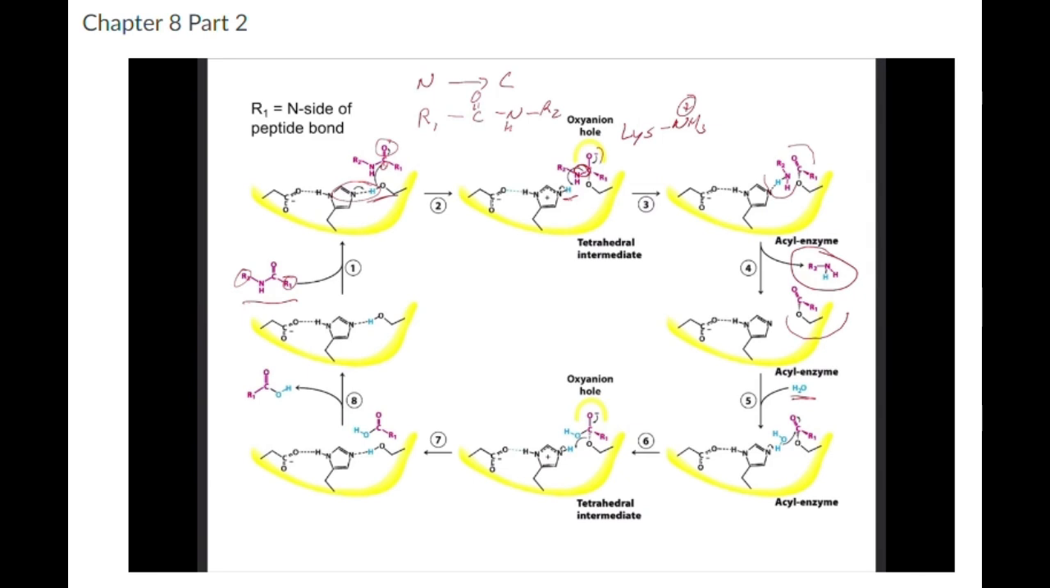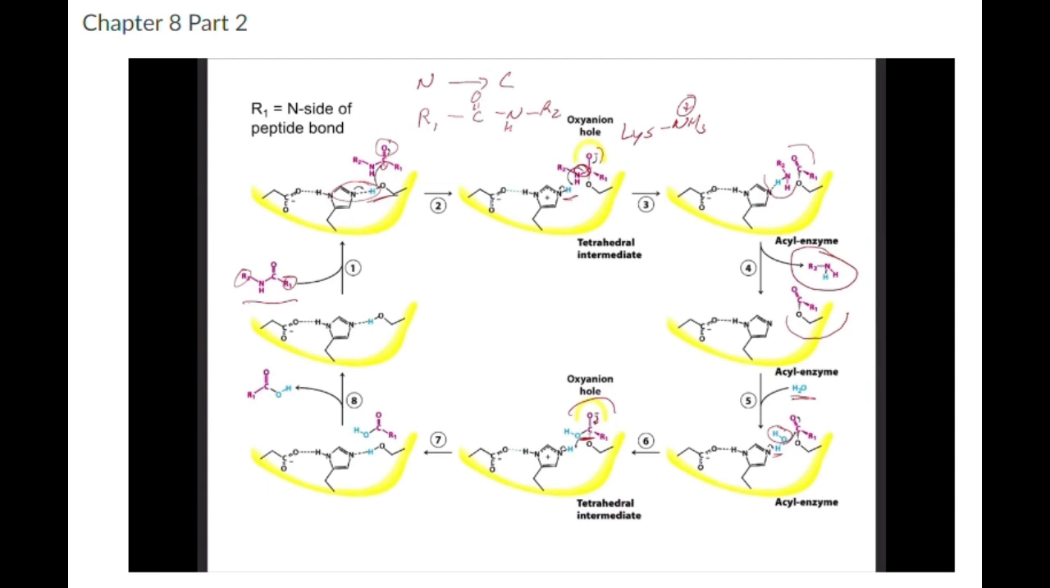So water comes in, and histidine does the exact same thing again. It's going to deprotonate water, generate the hydroxide ion right here, which will attack that carbon. And once again, we'll get the negative charge on an oxygen that is stabilized by lysine. And then we're going to move the electrons back, and this time the bond that's going to be broken is the bond between the carboxylic acid and the serine residue. So this is essentially an ester hydrolysis now.